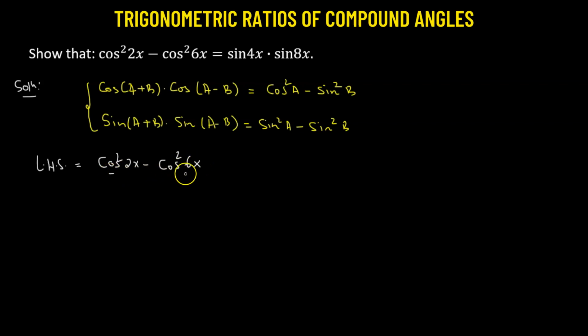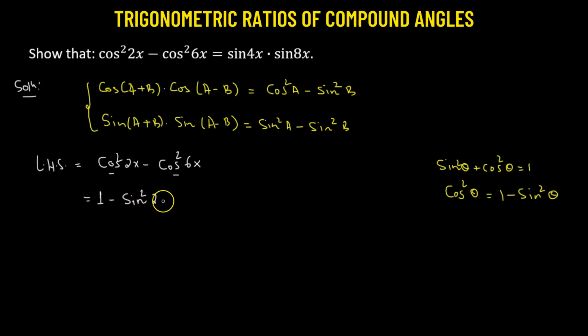But we can convert both these cosine functions to sine functions by using the fact that sine squared theta plus cosine squared theta equals 1. Since we need to convert cosine squared theta to sine squared theta, all we can do is replace cosine squared theta with 1 minus sine squared theta. That means cosine squared 2x becomes 1 minus sine squared 2x. Minus, we have cosine squared 6x, which will become 1 minus sine squared 6x.